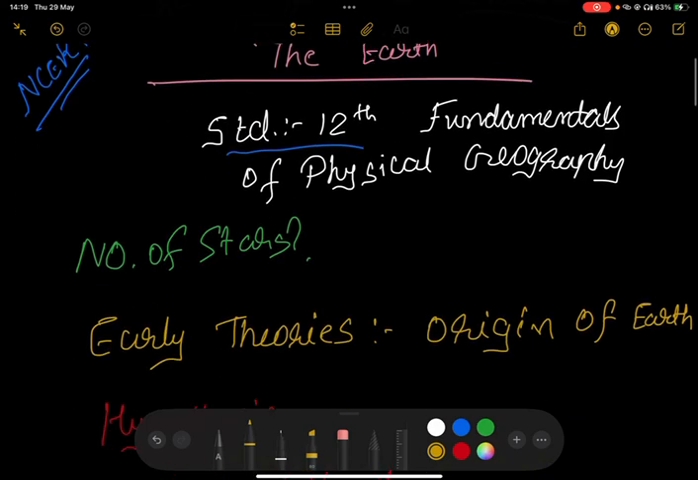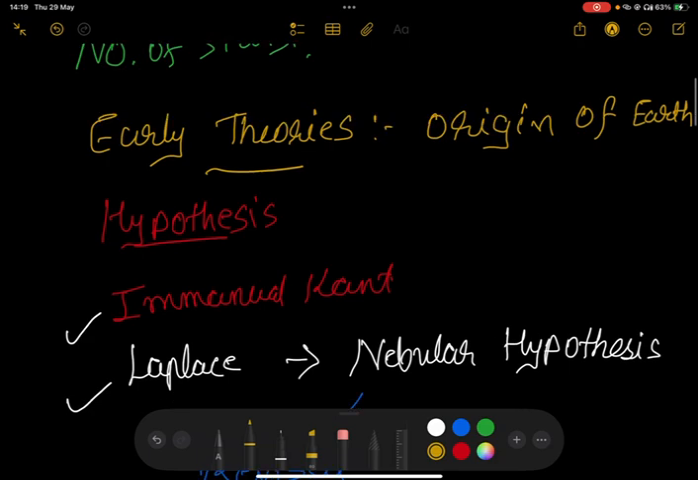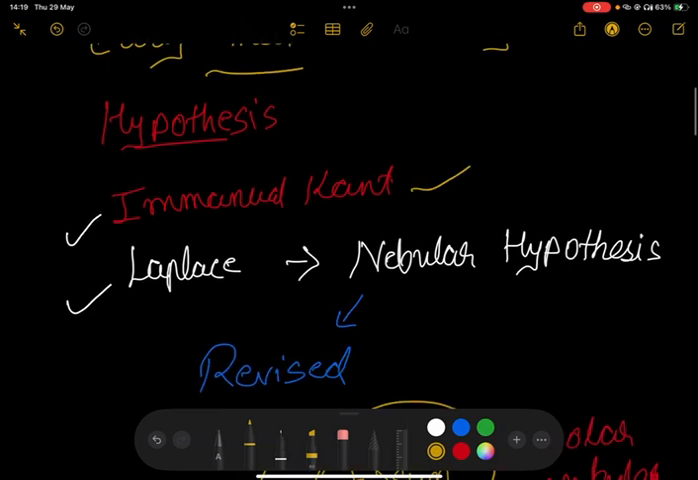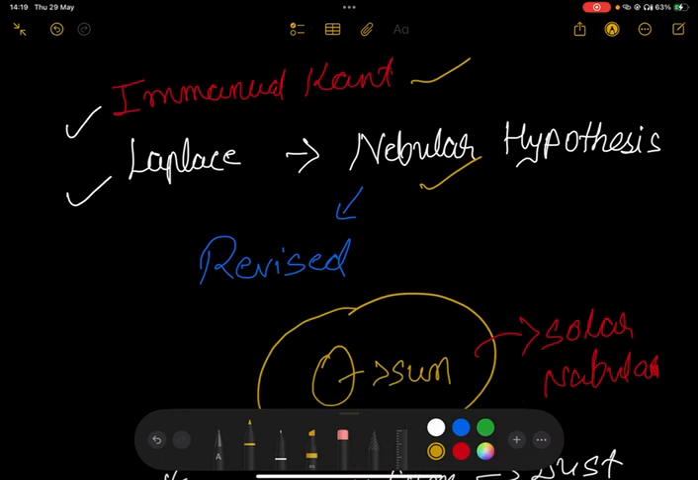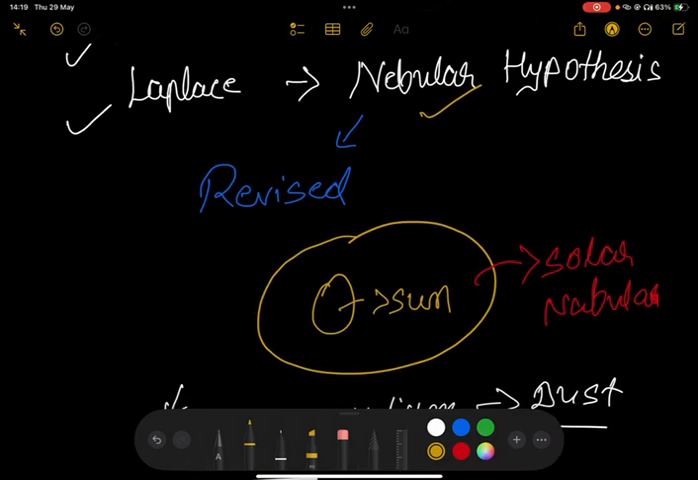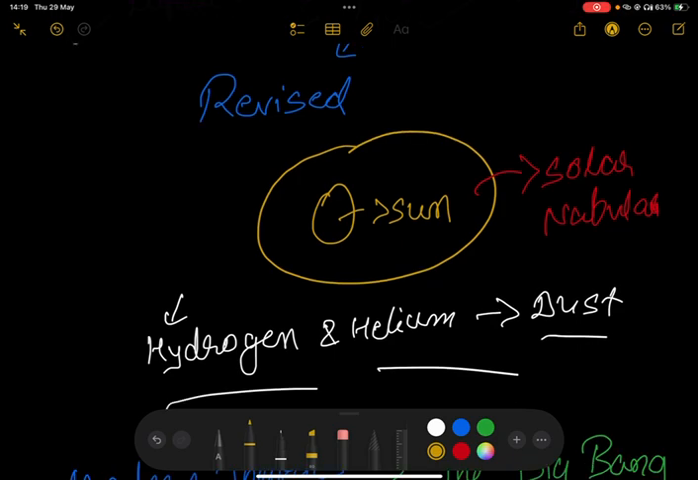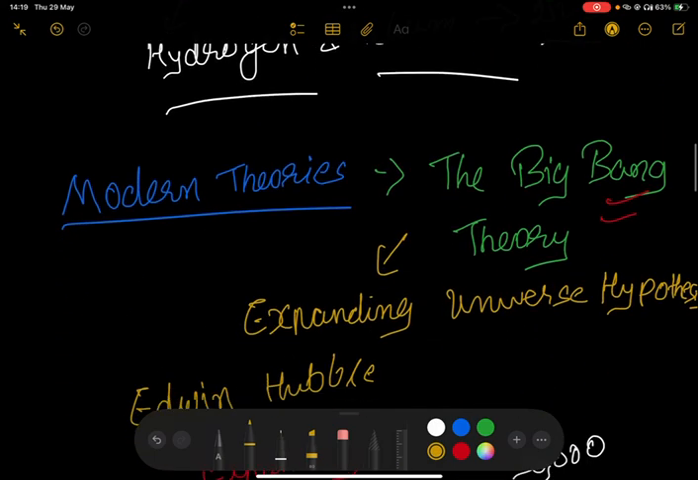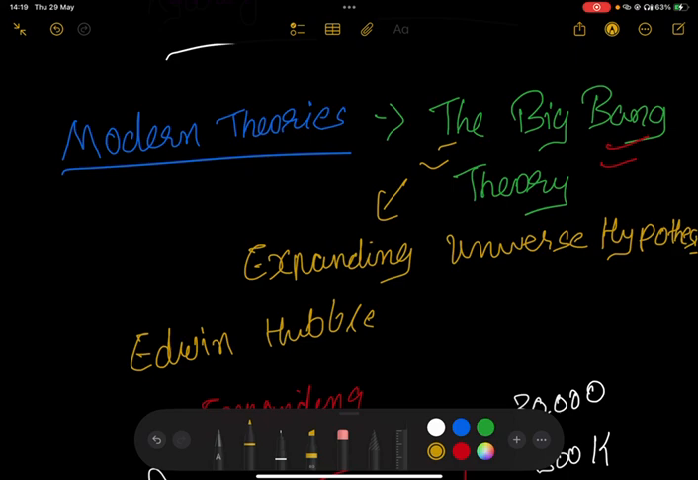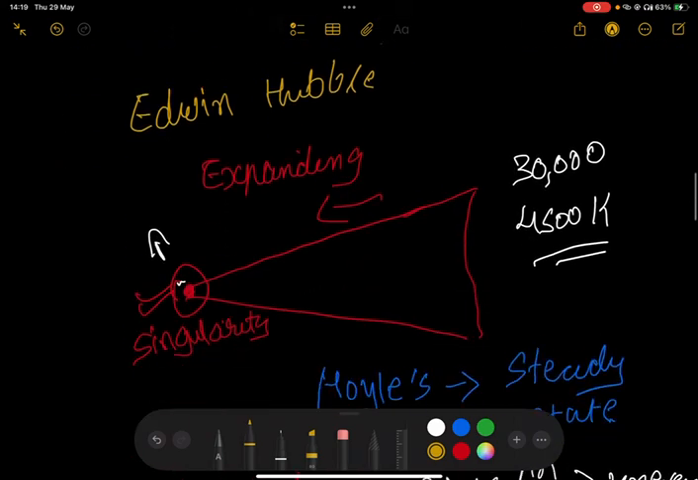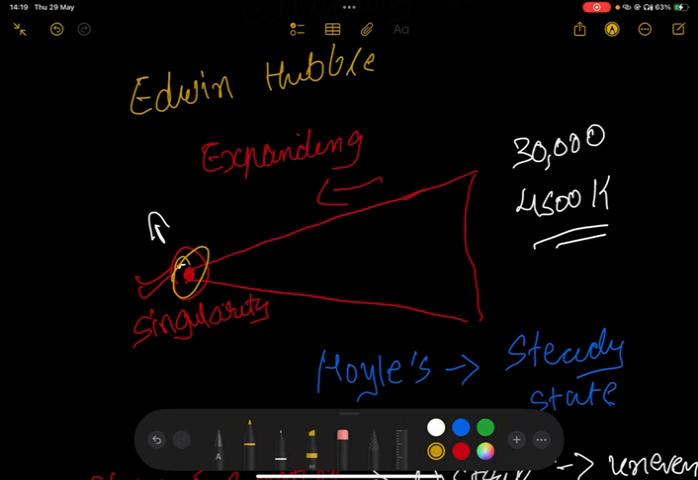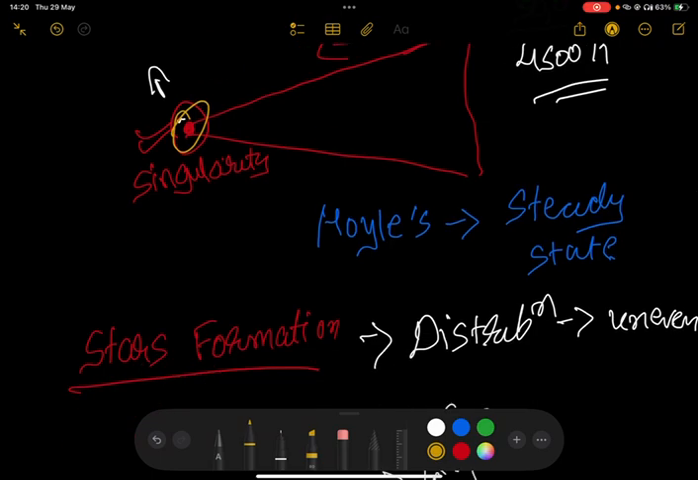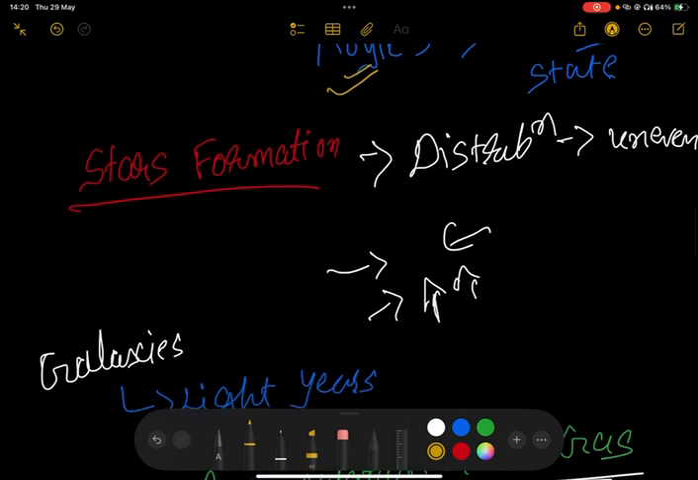So basically what we learned in this chapter is the origin and evolution of Earth, right? Different theories were earlier given by Immanuel Kant and Laplace, which is called the nebular hypothesis, which was further revised, in which hydrogen and helium were around. It's a structure called the sun, which is called the solar nebula. Then there are modern theories, and the widely acceptable one is the Big Bang theory, also known as the expanding universe hypothesis. Here we understood the concept of singularity, and later after 30,000 years, the temperature dropped to 4,500 kelvin. There is one more theory, the steady state theory, which is not widely acceptable.